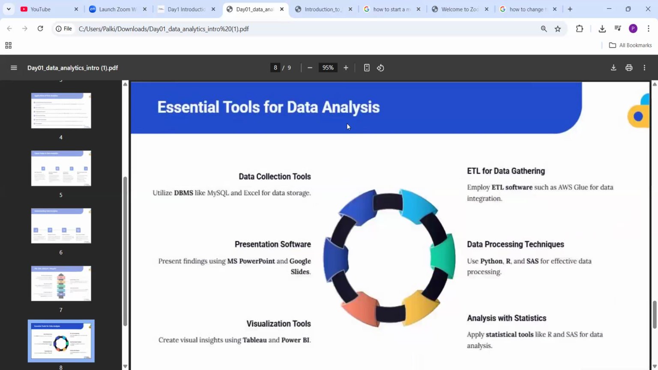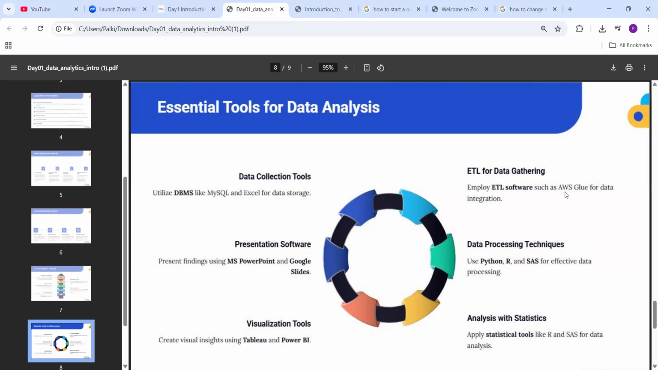Now, essential tools for data analysis. What are the essential tools for data analysis? Like utilize DBMS like MySQL and Excel for data storage. Secondly, presentation software. We are giving presentations in our classroom, since I'm from MS PowerPoint or Google Slides. Visualization tools, such as creating visual insight using Tableau and Power BI, that I already told you, when you will learn this in depth. ETL for data gathering.